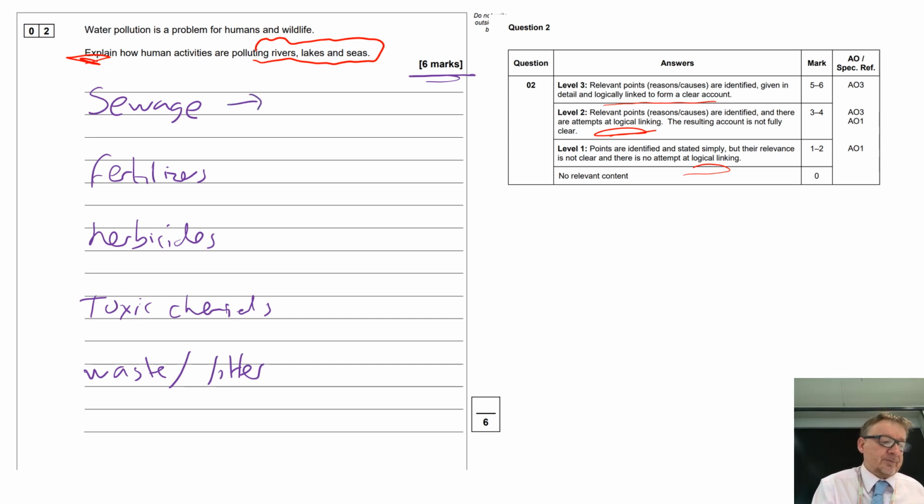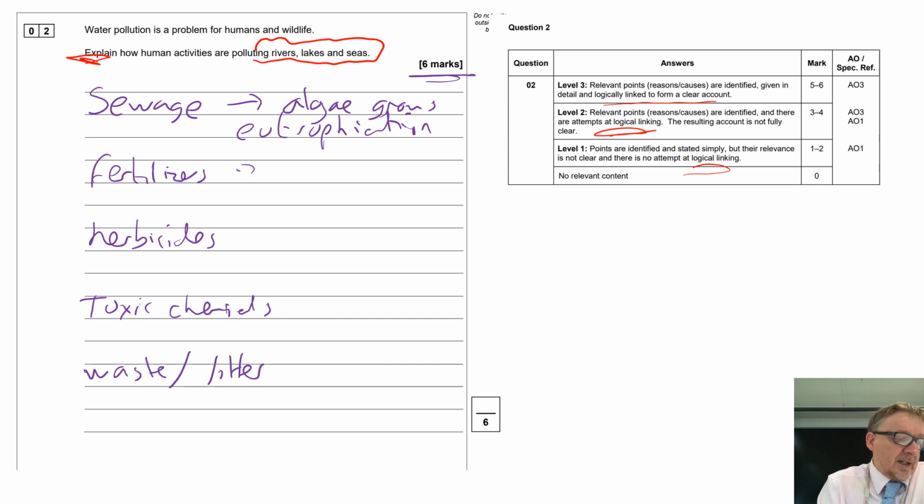So sewage. What that does is if you've got sewage going into rivers, lakes and seas, algae grows. And that starts the process of eutrophication, because what it's doing, it's feeding the algae.